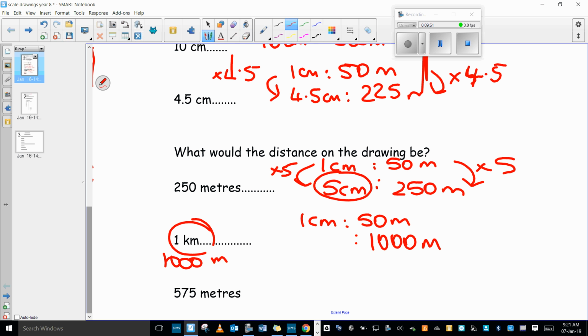So again, we need to say how did we get from 50 to 1,000? What did we do to our number? Multiply by 20, and so we have to do the same thing to the other side. So it's going to be 20. Why was it 20? Because if you did 1,000 divided by 50, you get 20. So that means we must have multiplied it by 20 to get to that value.